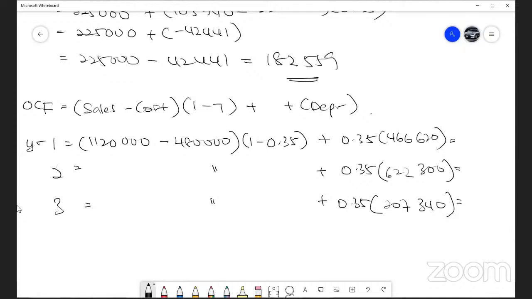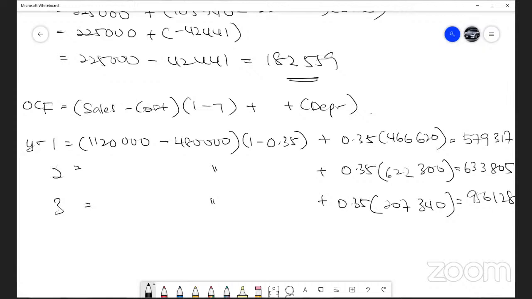So your new operating cash flow for year 1, 2, 3 will be 579,317, 633,805, 956,128. So this is your new operating cash flow.